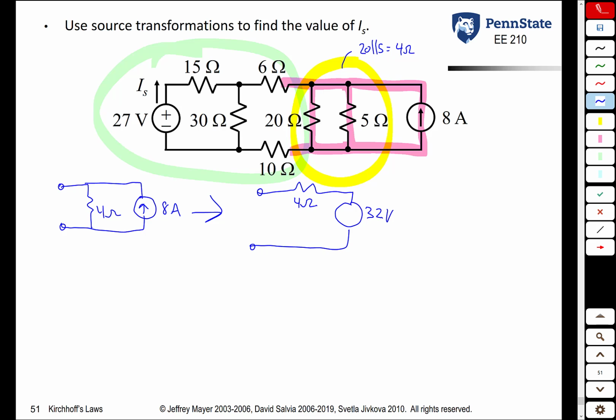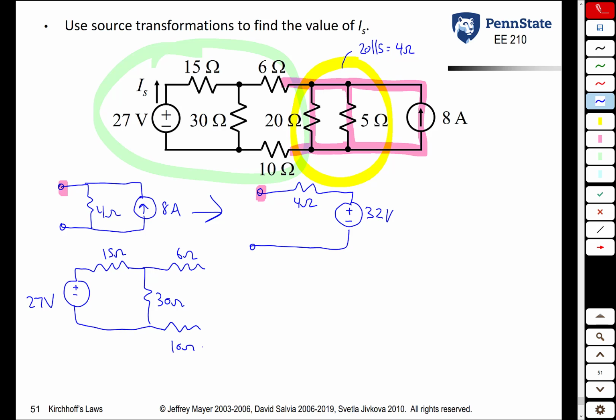What you want to think about is what should the orientation of the voltage source be. Think about the current source. This current source wants to push current out that terminal. So the voltage source should push the current out the same terminal, which means the plus has to be on top and the minus on the bottom. So once you do that, we can now plug that back into the original circuit. So we have our 27 volt source, 15 ohm resistor here, 30 ohm resistor here, 6 ohm, 10 ohm. Now what we're going to stick in is this source transformation. 4 ohm and 32 volts.